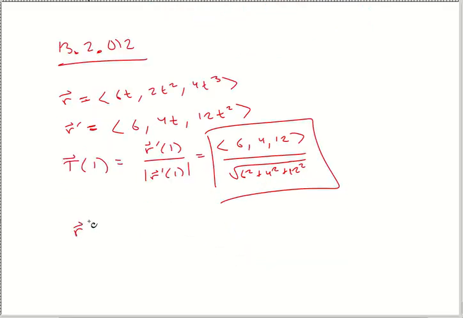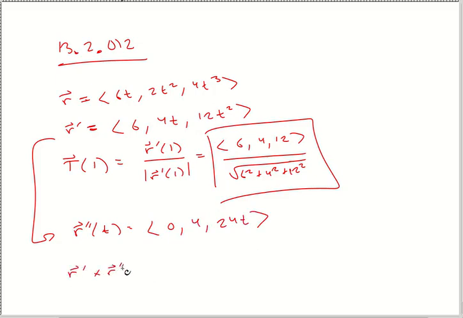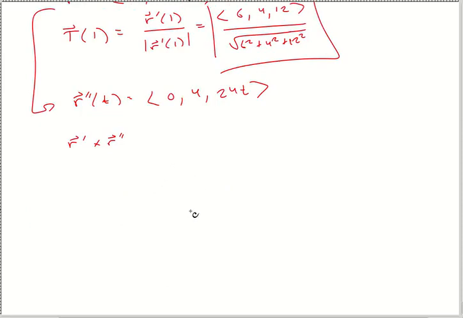Keep cruising. They want r double prime of t. So they're wanting the second derivative from here. Pretty easy: 0, 4, the 2 comes down, makes 24t. Very simple. And then finally they're wanting r prime cross r double prime. So this one's going to be a little interesting. Let me write out my 2 previous answers, and then I'll do the cross product with you. It's more like a review than anything, but still good to do. So cross, and then I got 0, 4, and 24t.